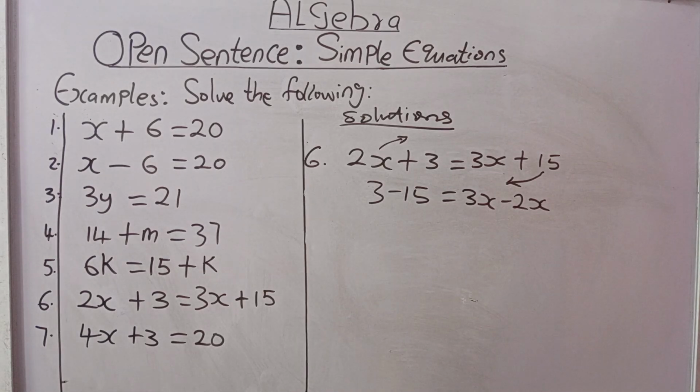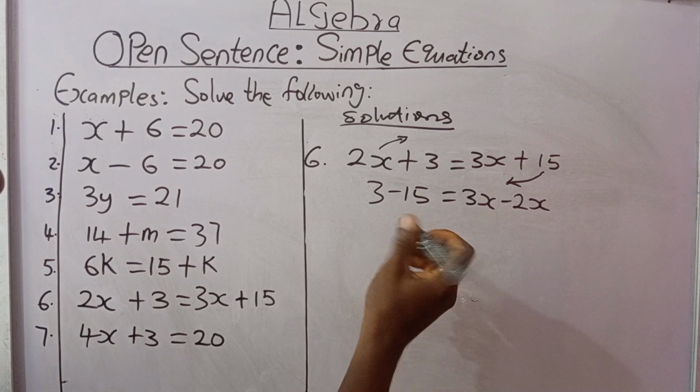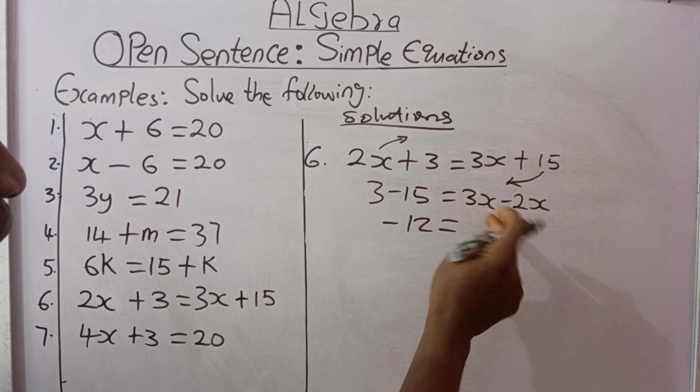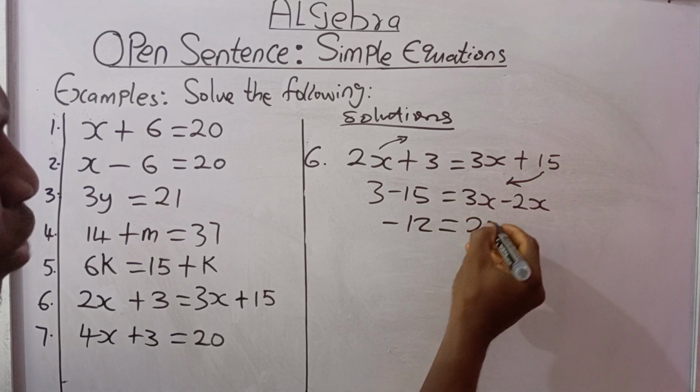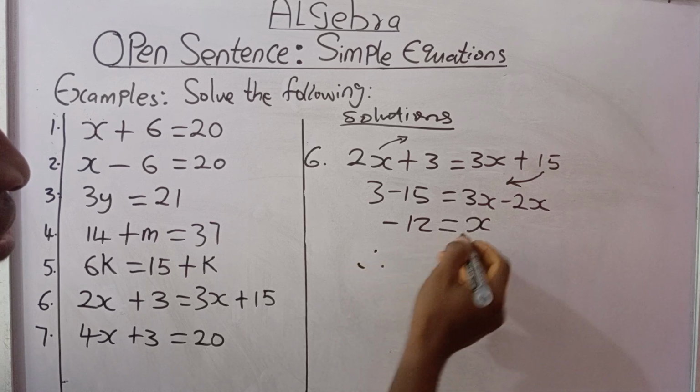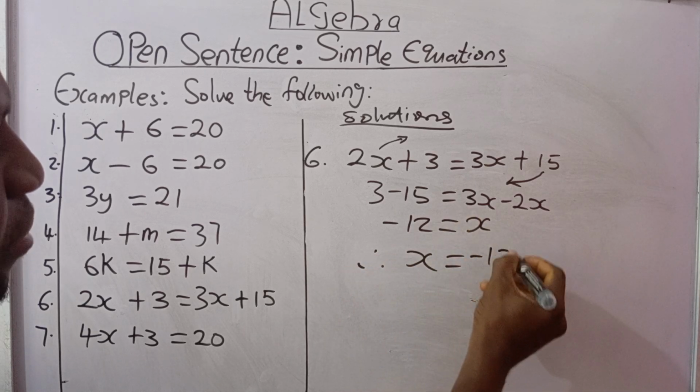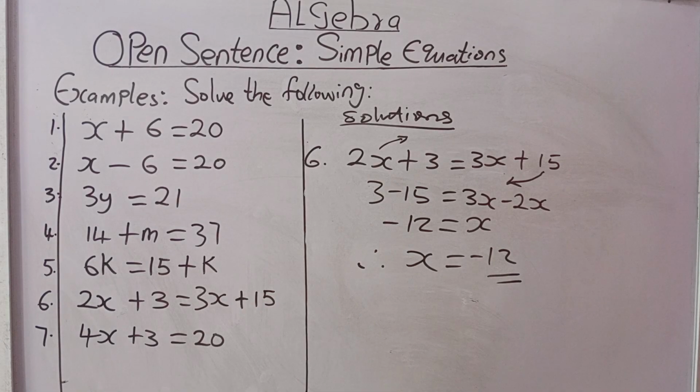All right, so looking at this one, 3 minus 15 will give us minus 12, equal to 3x minus 2x, which will leave us with only 1x. So therefore, we can say that x is equal to minus 12. That is the answer to this particular one. All right, so take note of it.